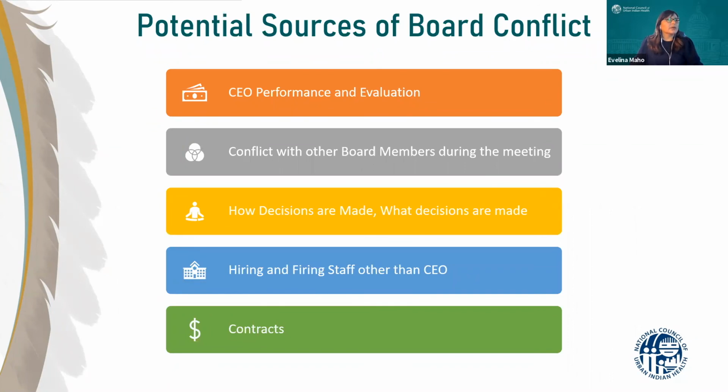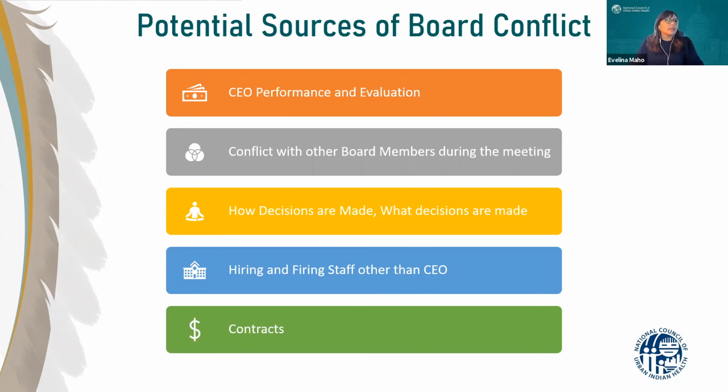So these are additional components that could be sources of board conflict. Possibly we have a performance issue related to a key leadership position that we've hired, possibly conflict with other board members during a meeting, possibly how decisions are made or what decisions are made. Maybe the board of directors is too involved with hiring and firing staff other than the CEO themselves. Possibly contracts that might create a conflict of interest for a board member. There's a lot of different things that could create conflict among board members.